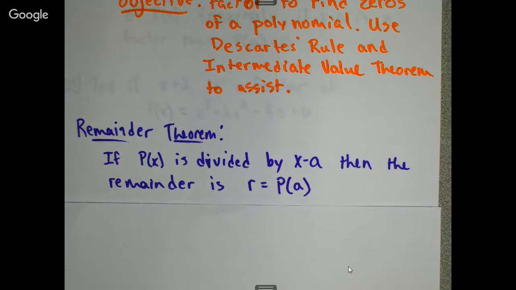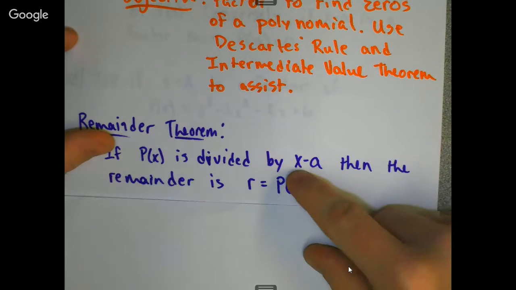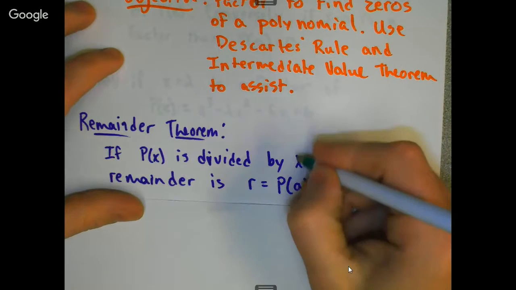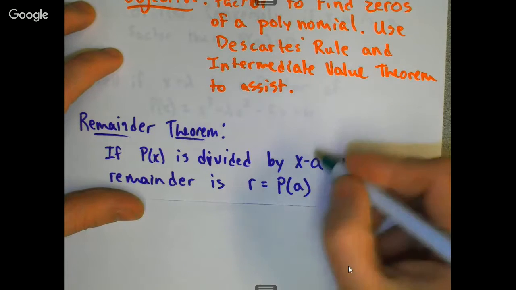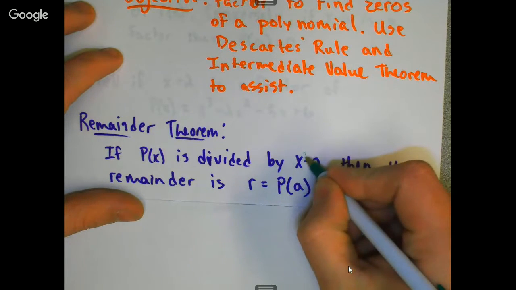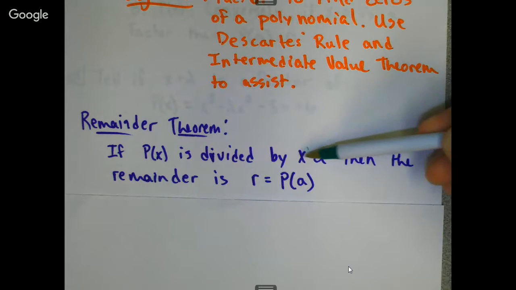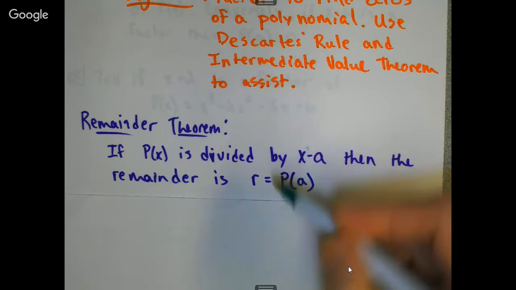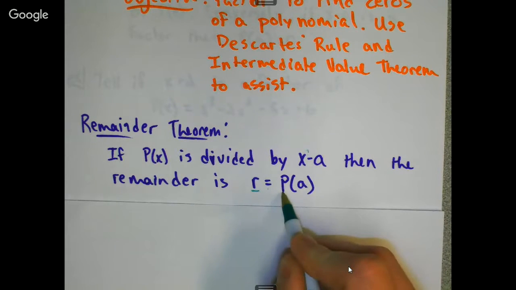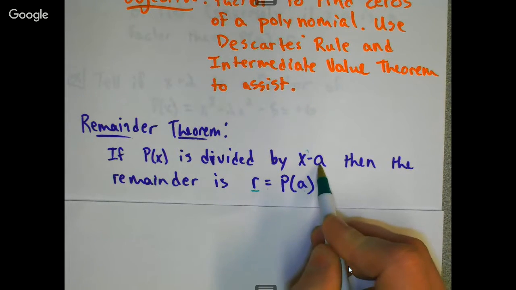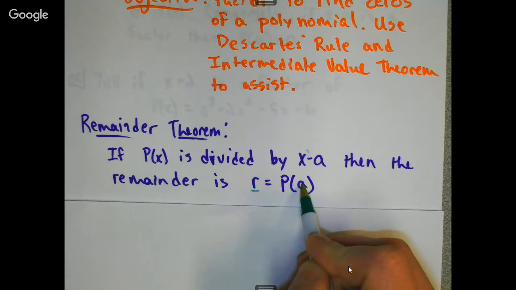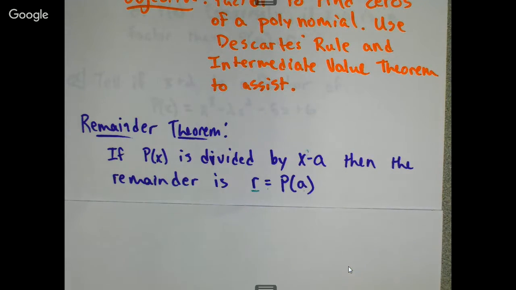Okay, the first thing we have is the remainder theorem, and we talked about this a little bit. If p of x, which is just some polynomial, is divided by x minus a, and remember from 4.3 that I've got a 1 there, so that's important to note, so I can use synthetic division with this, then the remainder, which is r, is equal to p of a. So if I just take this a value and plug it into my polynomial, that will give me what the remainder is, and vice versa.